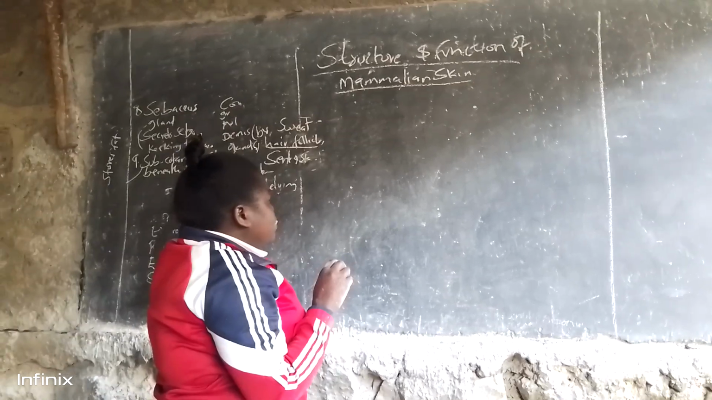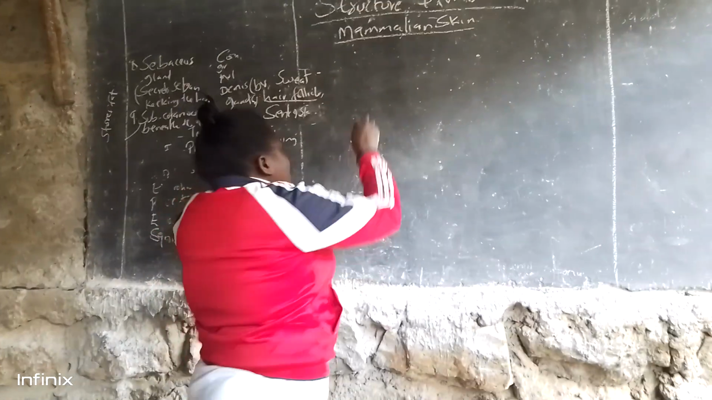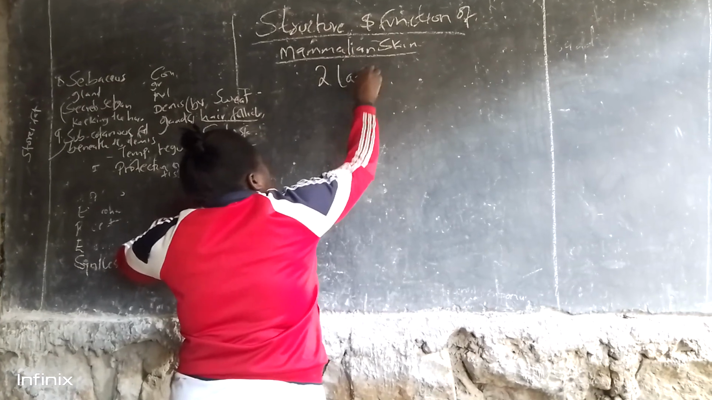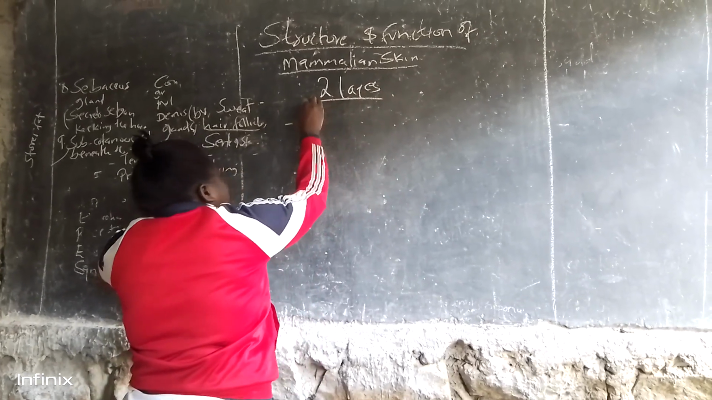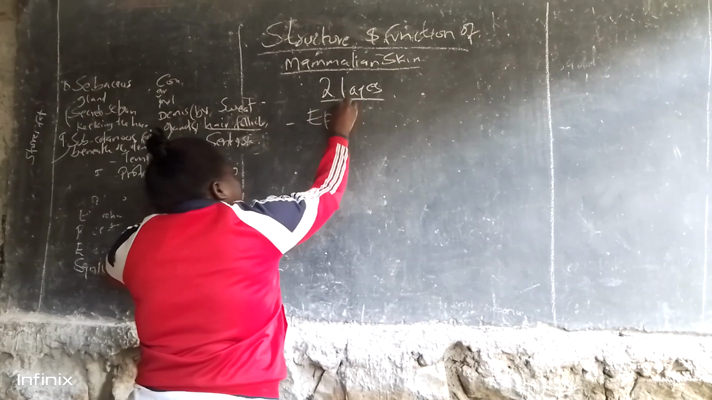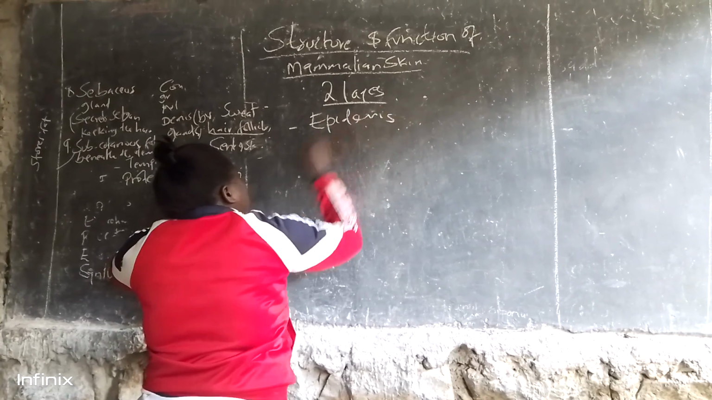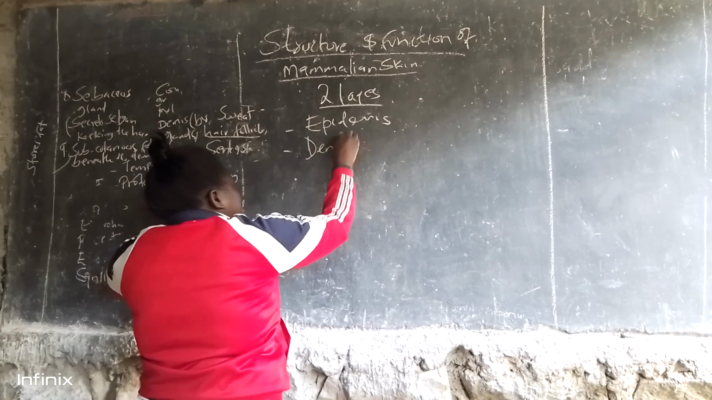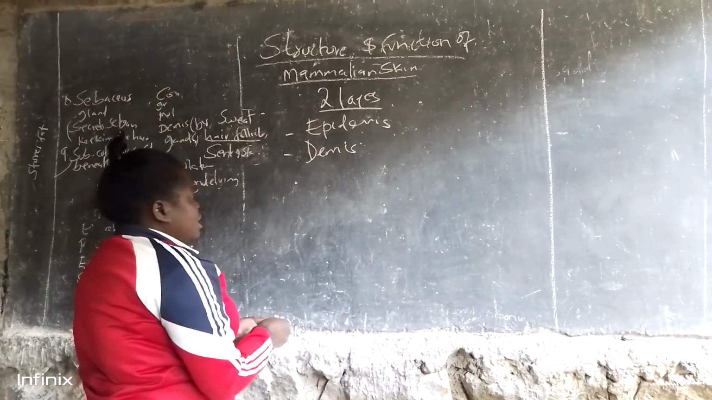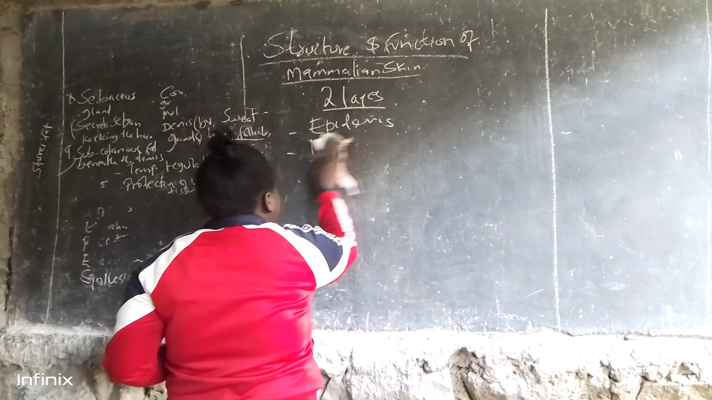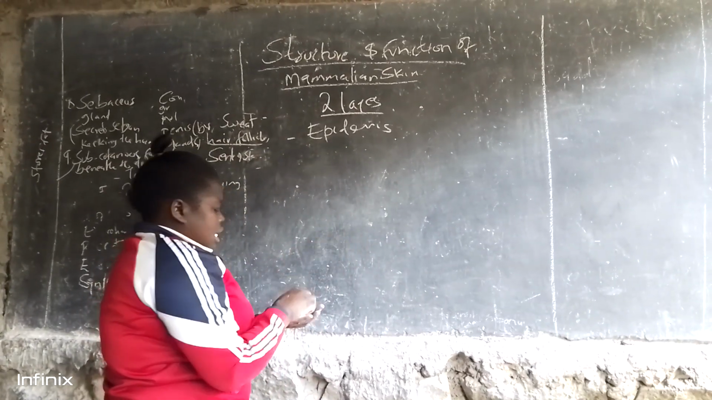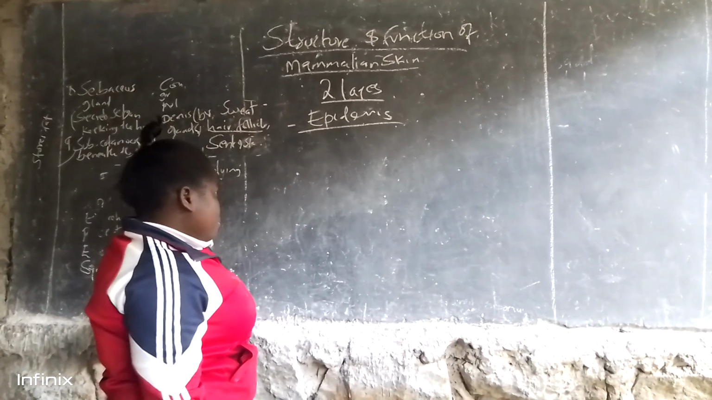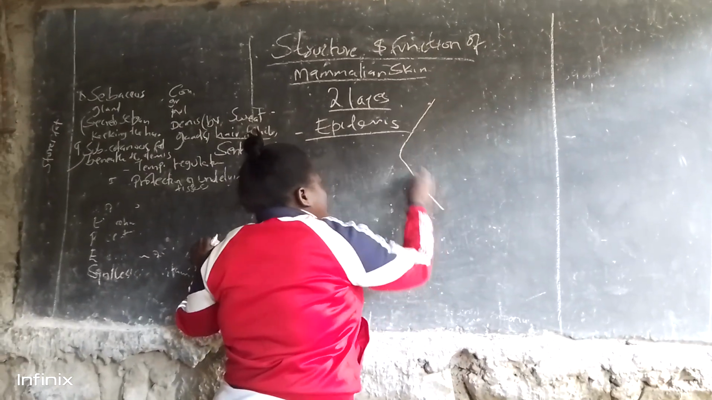First of all, skin is divided into two main layers. Number one, we have what we call the epidermis, the outermost layer, followed by the dermis. This is the second layer beneath the epidermis. I'm going to say something about the epidermis as the outermost layer as you see it. The epidermis itself is divided into three parts.